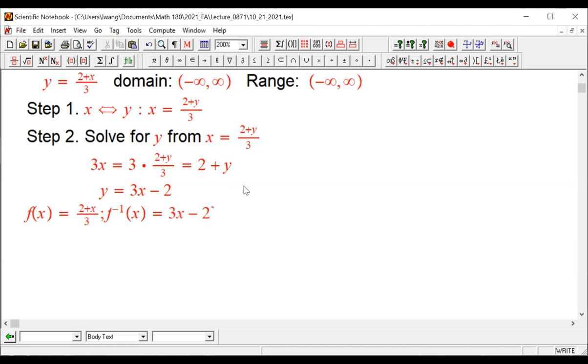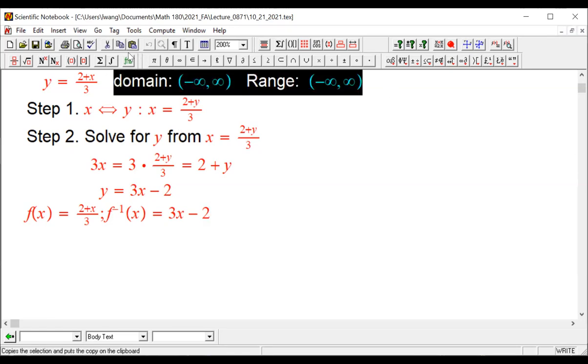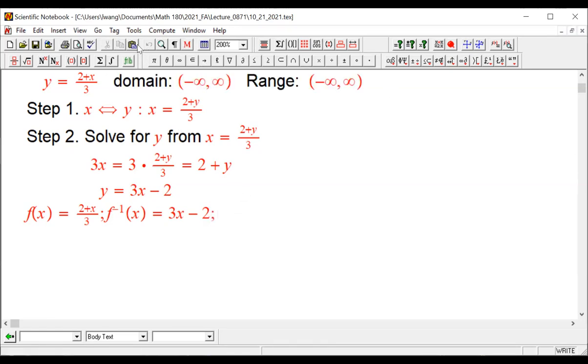(3x minus 2). Domain and range are swapped. But the domain and range are the same, so when you swap them, it makes no difference.